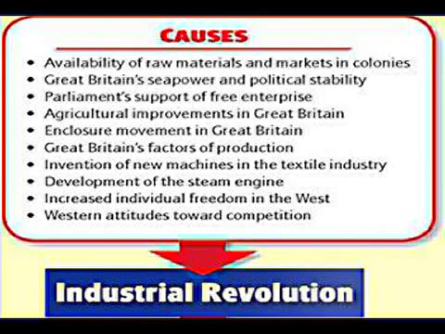These colonies also became marketplaces for the goods produced in the factories. Great Britain gained political stability, which made it possible to invest money on these new businesses. Parliament supported free enterprise, and banks were willing to lend money to the new capitalists. The Enclosure Acts and the Agricultural Revolution forced a lot of country people to move to the new industrial towns, so they became the new factory workers.